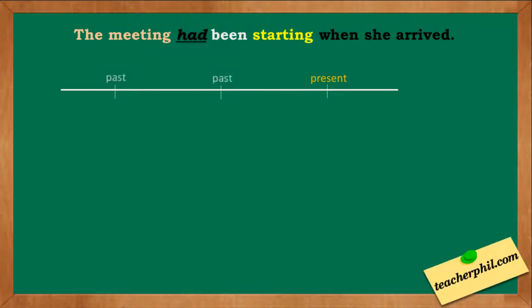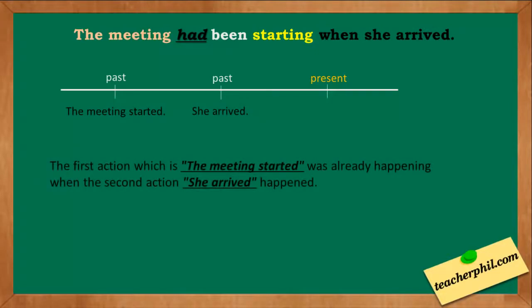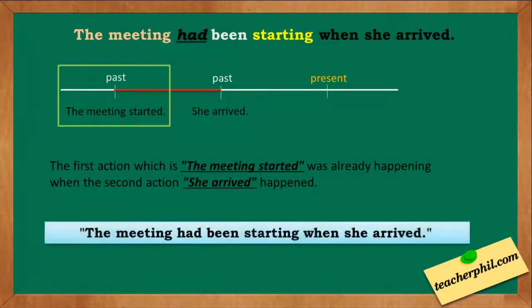Here's the present and the two past events. The first past event is the meeting started. The next one, she arrived. The first action, which is the meeting started, was already happening when the second action, she arrived, happened. The duration of the action is shown in red. This means that this sentence is our past perfect progressive. That's why we resulted to the sentence, the meeting had been starting when she arrived.